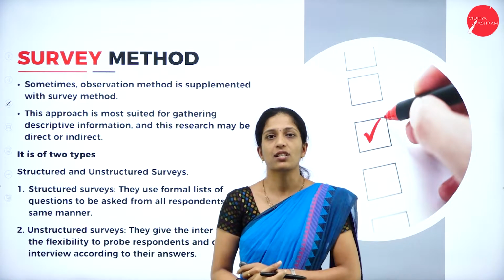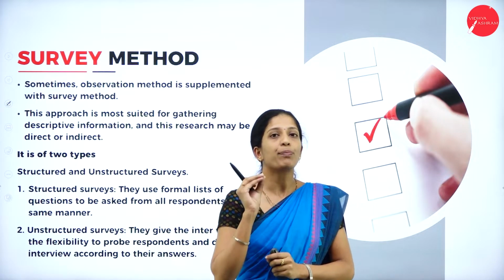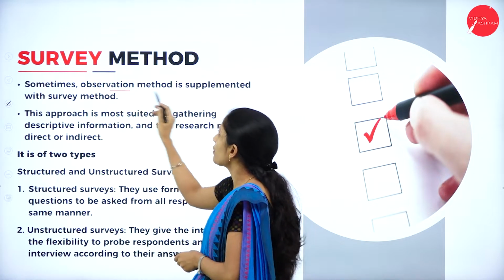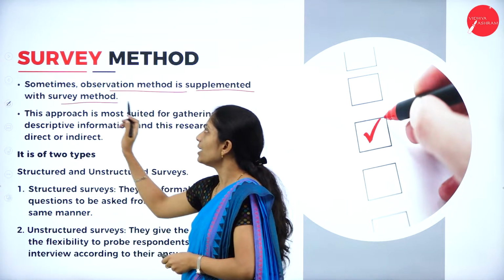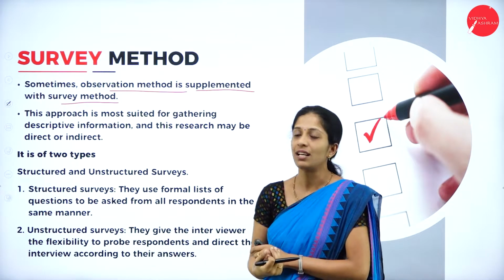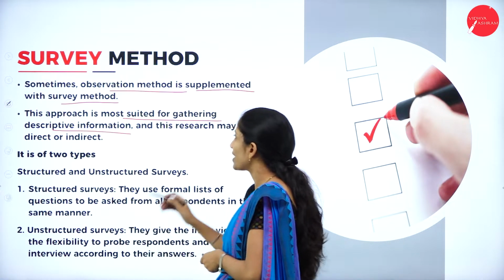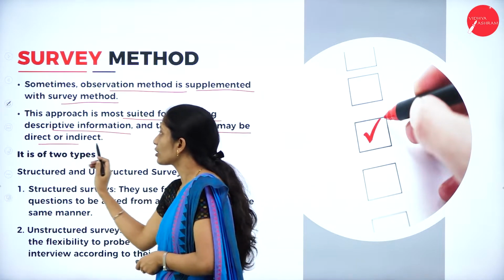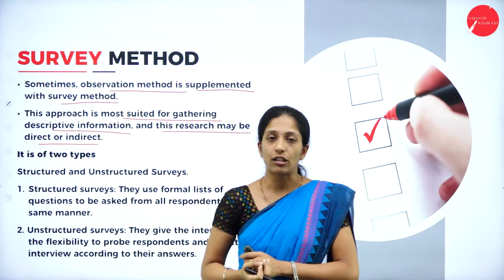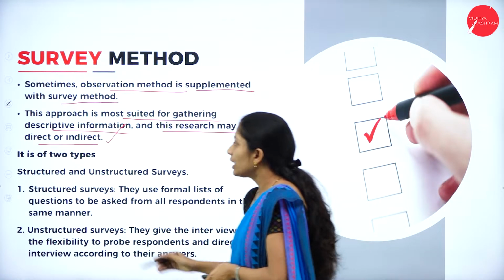Now, coming to the next topic, that is the survey method. Already we have discussed the survey method. It is one of the important methods to collect data or information. Sometimes the observation method is supplemented with the survey method. This approach is more suited for gathering descriptive information, and this research may be direct or indirect. I have told you it is an important method to collect data or information, and it is of two types.